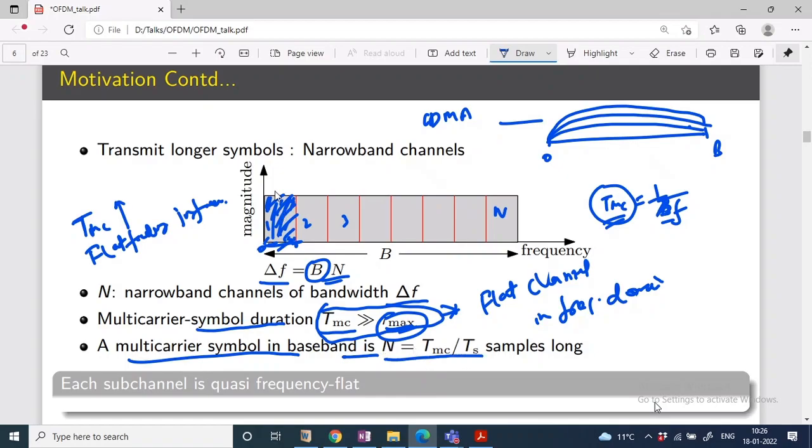Corresponding to the number of samples, we can say that N is equal to TMC upon TS. TMC is the time duration divided by the sampling period, and we have considered that L is the number of samples in the channel.